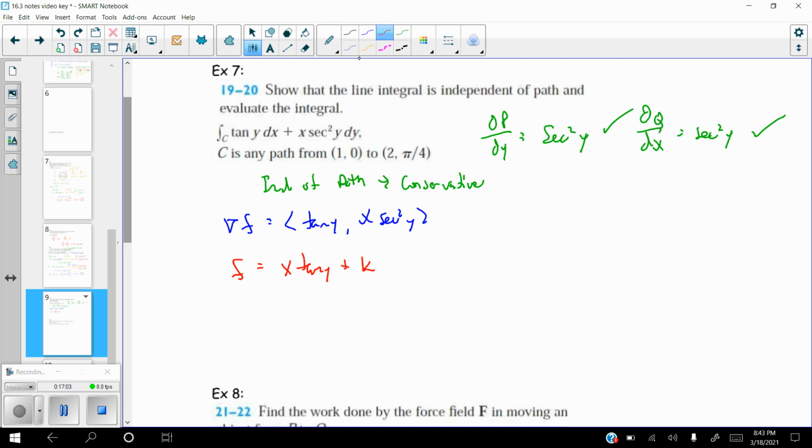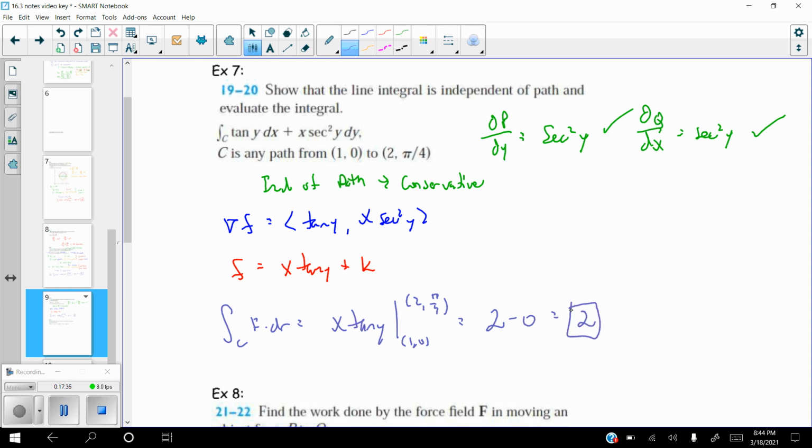So that means that the line integral of f dot dr is going to be x tangent of y evaluated from, and again, it gives us nice points here, 1, 0 to 2, pi fourths. So plugging in pi fourths for y is going to give us tangent of pi fourths is 1 times 2 is 2. Tangent of 0 is 0, so 2 minus 0 is 2.